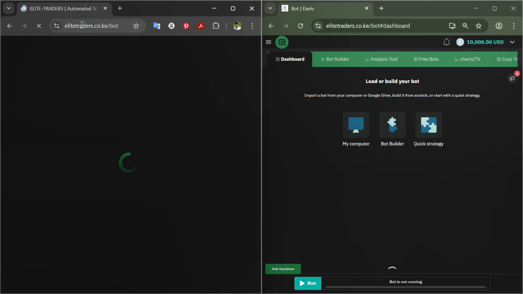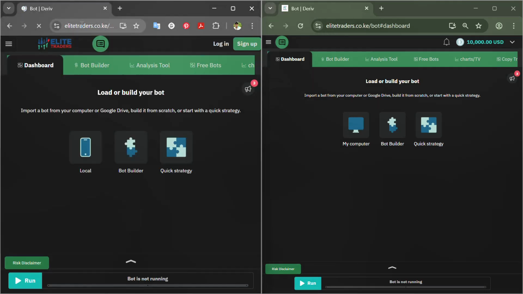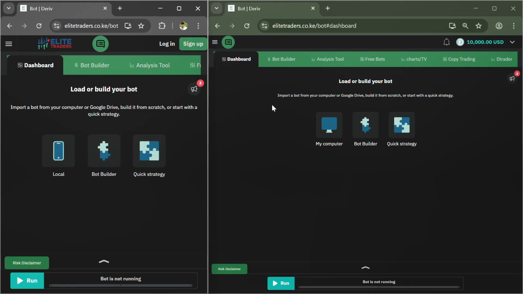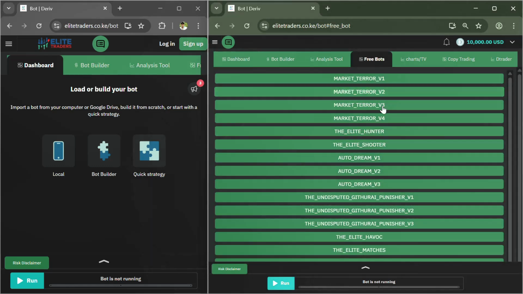I'm trying to explain how you can trade using the Erite analysis tool, to trade over and under markets using a robot called Autodream V5. For those who are new to the Erite analysis tool, this is where we get the free robots. I already demonstrated how to use Marketera. You can check out the video on how to trade using Marketera version 1, version 2, version 3, and version 4.